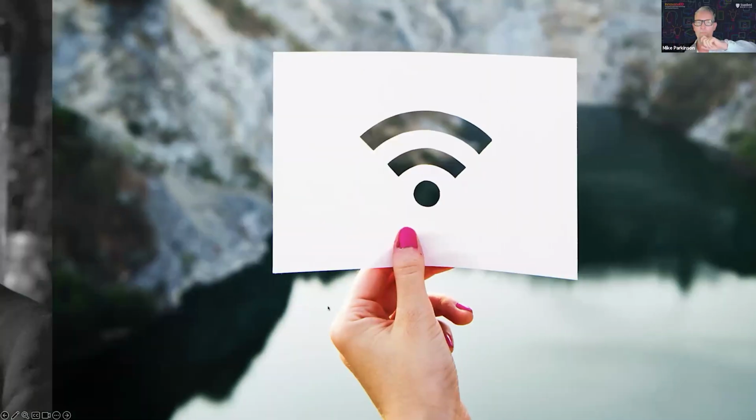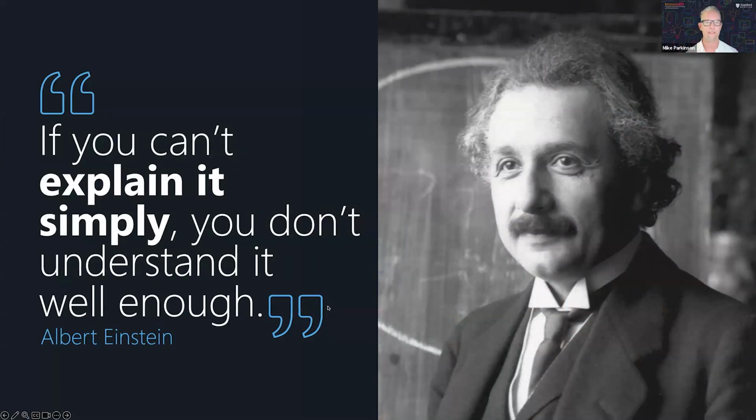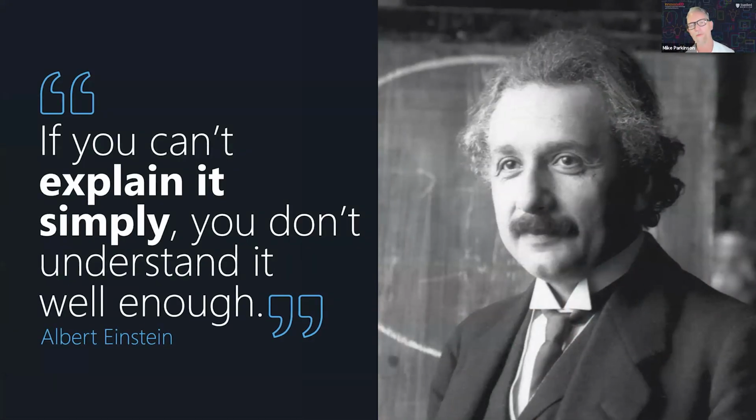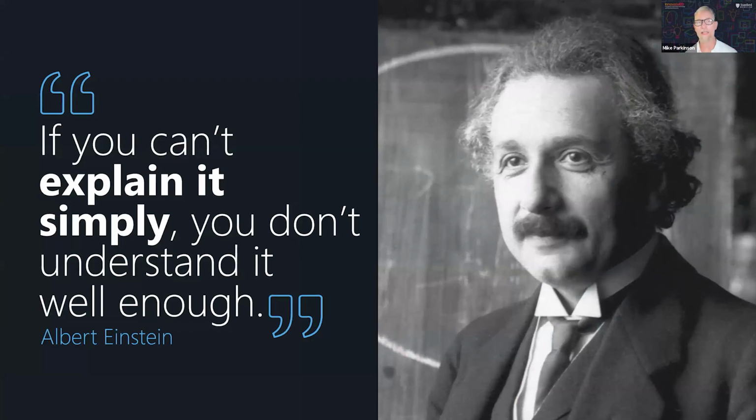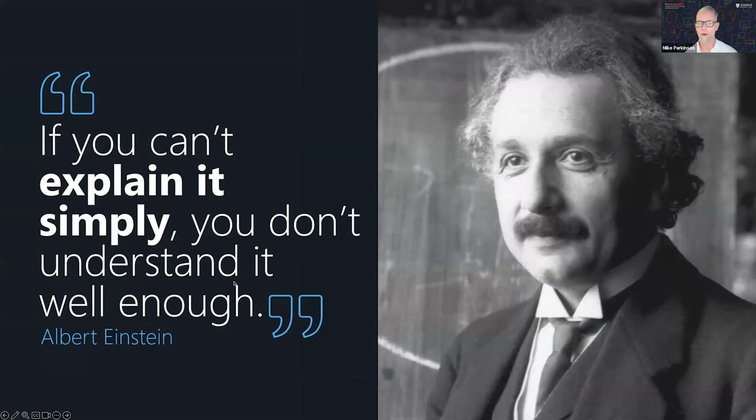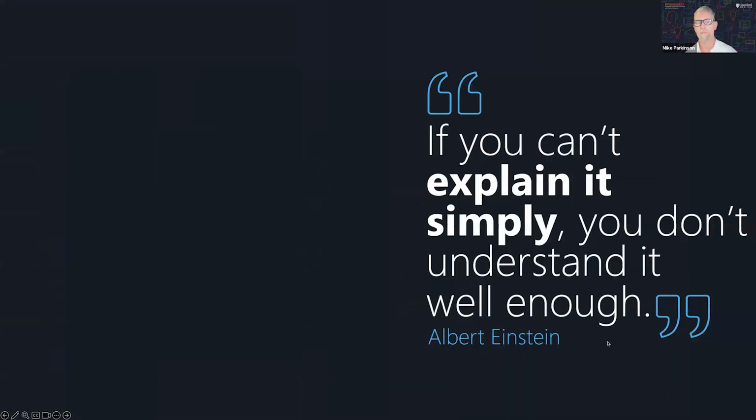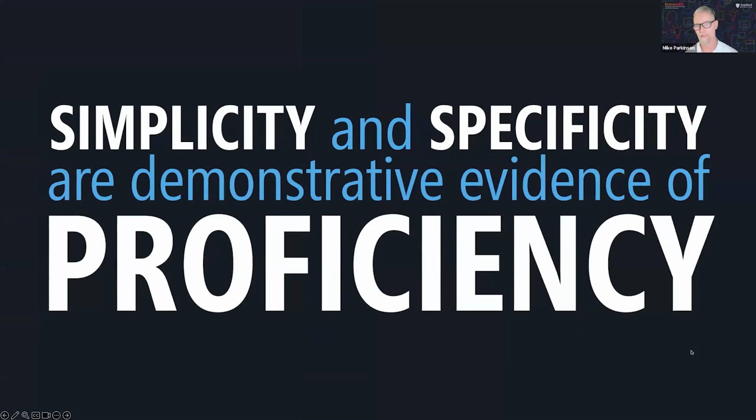For example, I'm sure you have heard Einstein said, if you can't explain it simply, you don't understand it well enough. And it's not easy. It's not easy to be simple. However, we look for simplicity and specificity in our learning materials because it demonstrates proficiency. So really smart people have learned to say complex stuff simply and specifically.